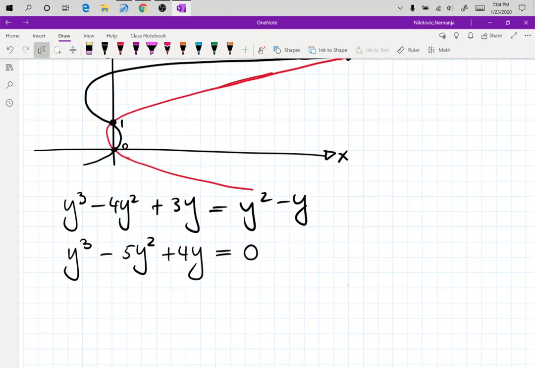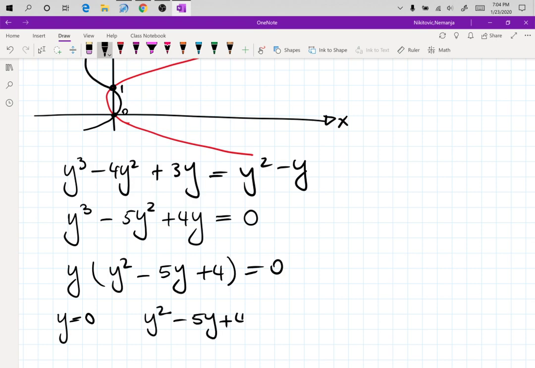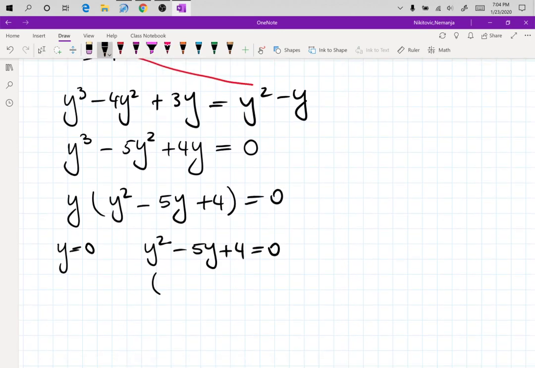Now, when you factor out y, you get y squared minus 5y plus 4. And you already have that solution y equals 0. You already knew that solution, but there it is. And now you have the quadratic to deal with. And that quadratic you can just factor into y minus 4 and y minus 1. Very good.